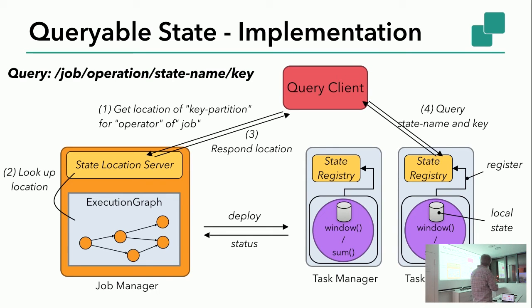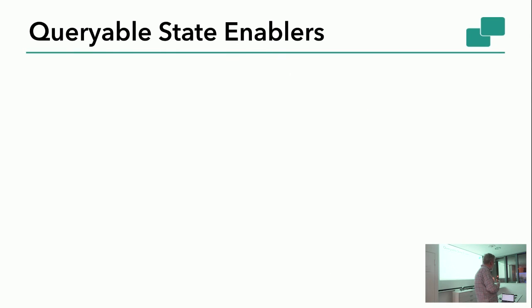So the query client needs to talk to the Flink job manager, which has in it a state location service that can tell it which of the task managers holds the state for that key, and then it can query there. Sorry, I stopped a slide too soon, but that was a good question.